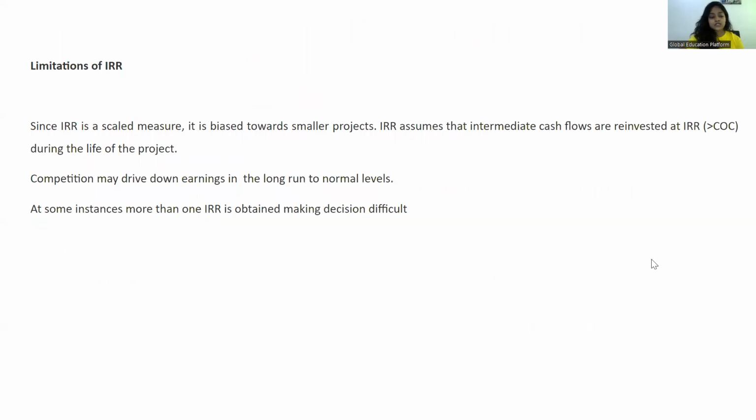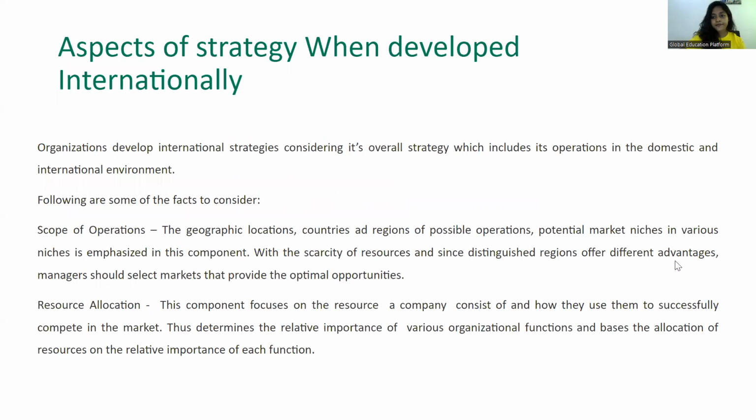So let's look at the limitations of IRR. Since IRR is a scaled measure, it is biased towards smaller projects. IRR assumes that intermediate cash flows are reinvested at IRR during the life of the project. Competition may drive down earnings in the long run to normal levels. In some instances, more than one IRR is obtained, making decisions difficult. So these are some of the limitations of IRR.